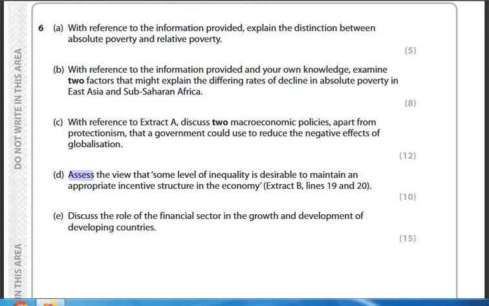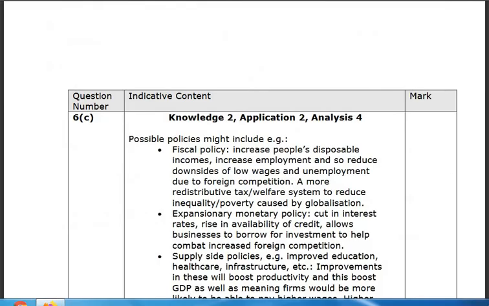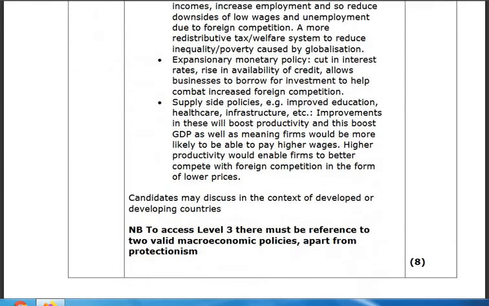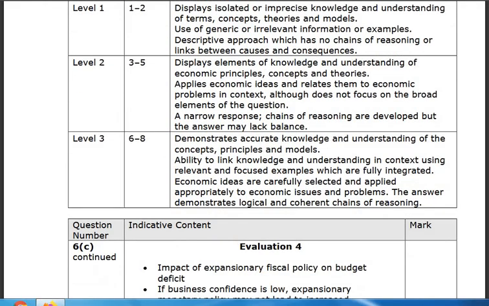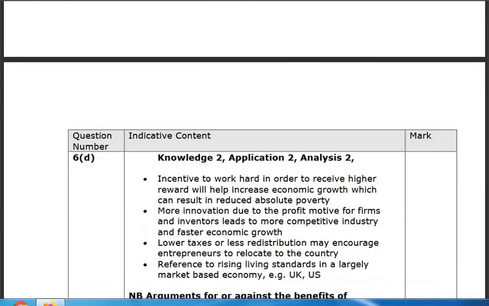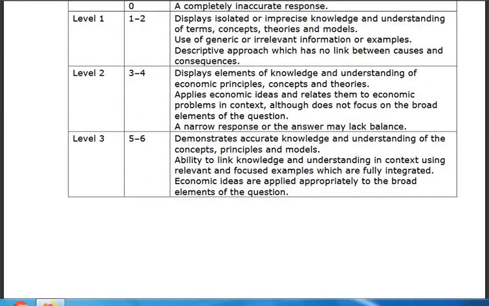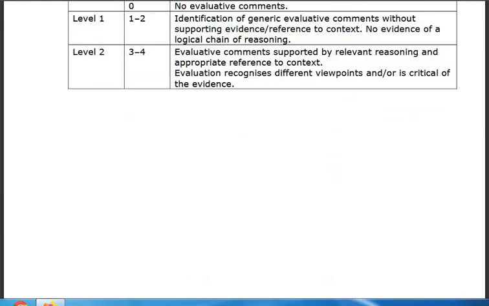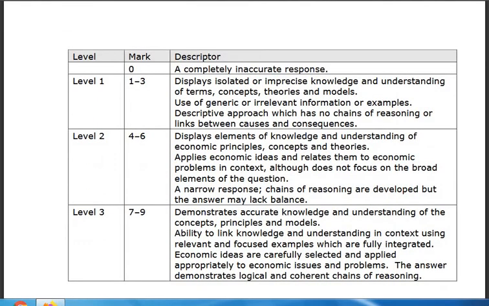Okay, so E is a 15 marker, so discuss. We know evaluation is involved. The split of marks is 9 for KAA and 6 for evaluation. Again, it's not points makes prizes. The mark scheme really is not going to help you too much if you're doing this for homework, because you need to be able to understand what's going on. If you just write it out, then basically you're just going to get level 1 or level 2 for KAA. Okay, so level 1 displays isolated or imprecise knowledge and understanding of terms, concepts, theories, and models.